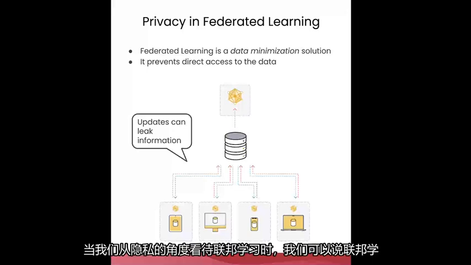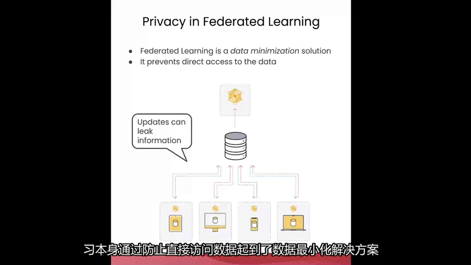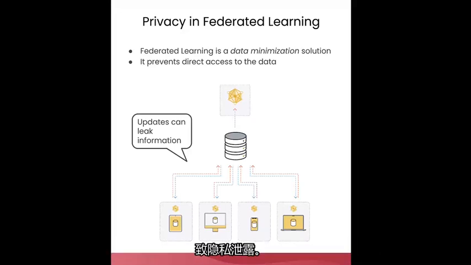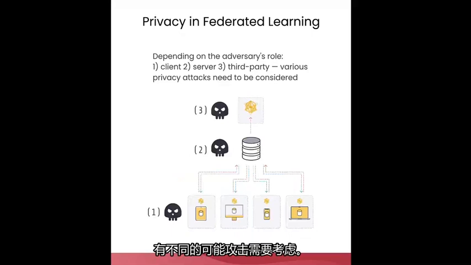When we look at federated learning through the lens of privacy, we can say that federated learning itself serves as a data minimization solution by preventing direct access to data. However, the model updates exchanged between clients and server can still potentially lead to privacy leaks. There are different possible attacks that need to be considered.